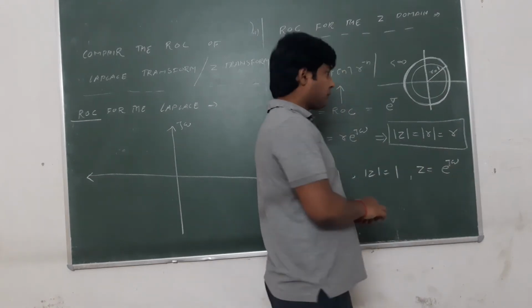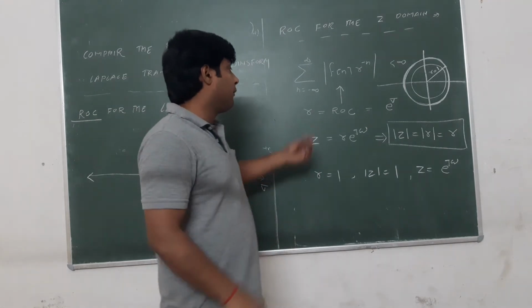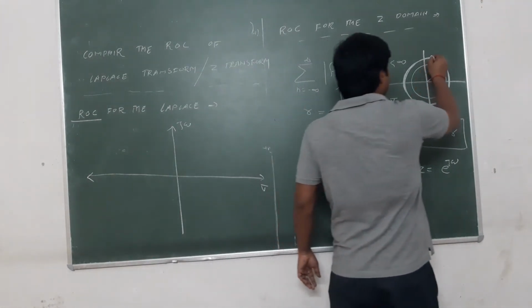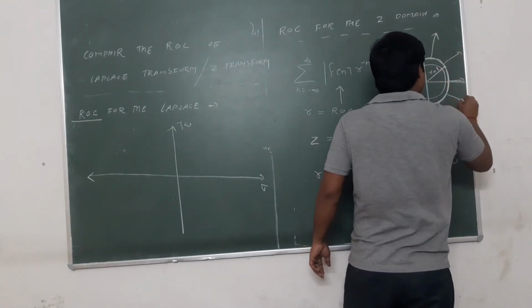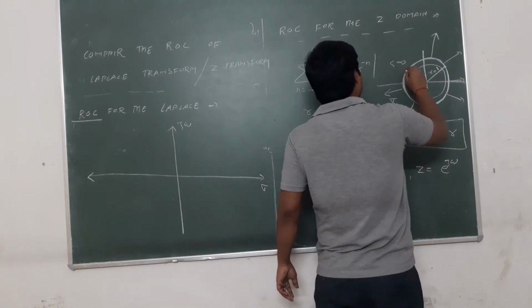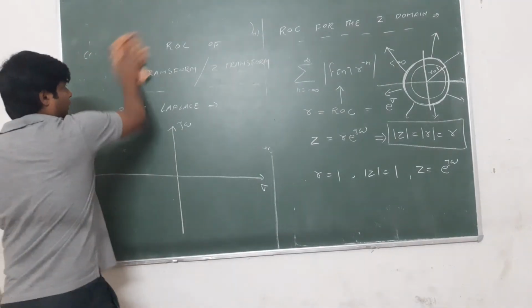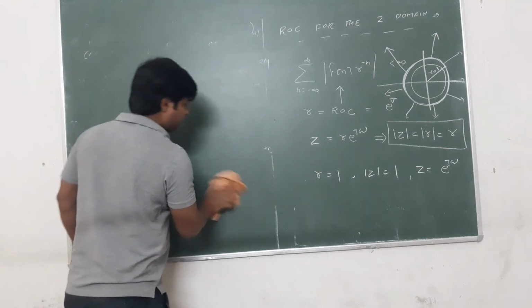And if sigma is greater than 0, then the value of r is always greater than 1, then it is the outer circle. It is a very conceptual point. Okay. Now I am going to repeat this thing again.